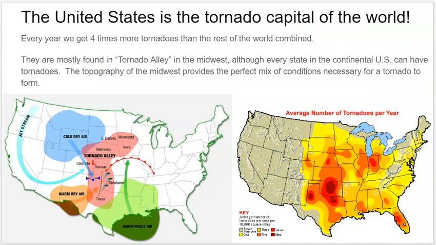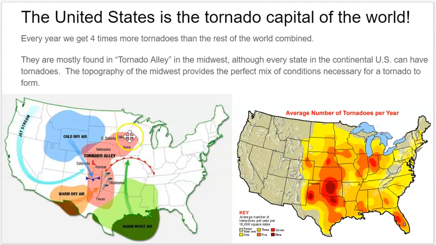Now, more tornadoes happen in the United States than anywhere else in the world. We actually get four times more tornadoes than the rest of the world combined, even. And that's because we have the unique geographic features favorable for tornadoes to form. We have the special conditions that are required to make a tornado. They're especially common here in the Midwest.